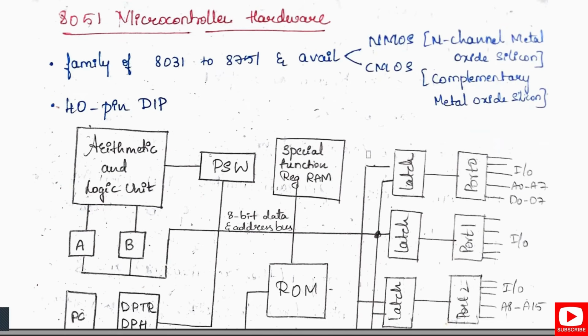Next comes our main thing, the architecture. That is the 8051 microcontroller hardware. It belongs to the family of 8031 to 8071, and it is available in two formats, that is NMOS and CMOS, that is N-channel metal oxide semiconductor and complementary metal oxide semiconductor. It is a 40-pin DIP, that is dual inline package.